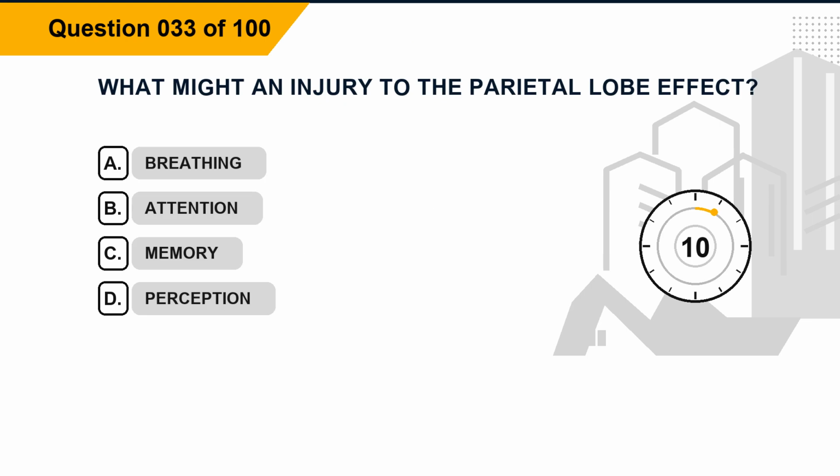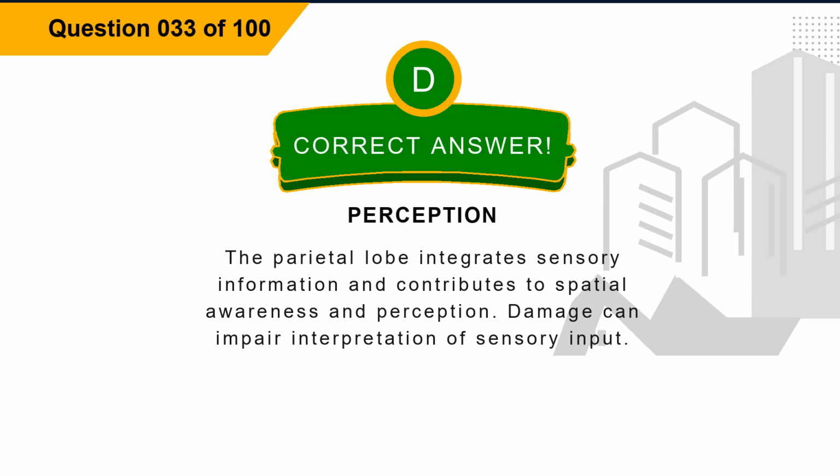Question 33. What might an injury to the parietal lobe affect? Option A, breathing. Option B, attention. Option C, memory. Option D, perception. The correct answer is option D, perception. Explanation. The parietal lobe integrates sensory information and contributes to spatial awareness and perception. Damage can impair interpretation of sensory input.